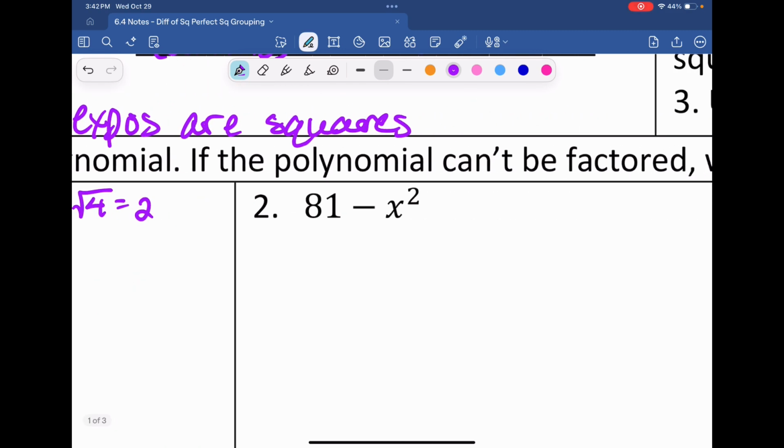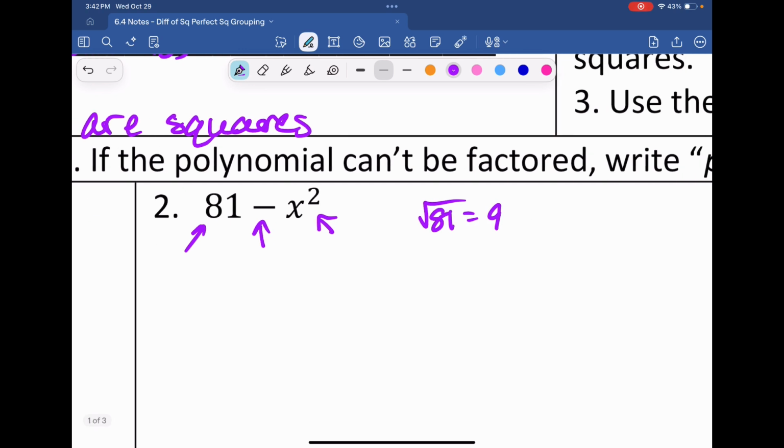Okay, we've got a difference, subtraction. 81 is a square. I've got my even exponent, x squared is a square. Now, if that x squared has a number in front of it, it also has to be a square. So like if I all of a sudden put a 2 in front of here, it stops being a square. All right, so square root of 81 is 9. Square root of x squared is x. You keep the order. 9 minus x.